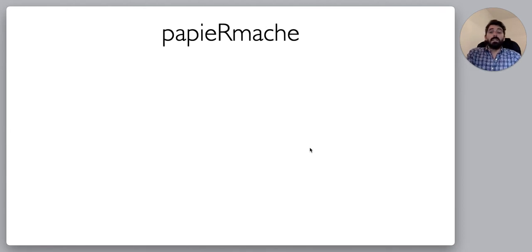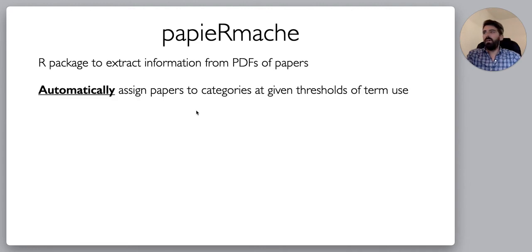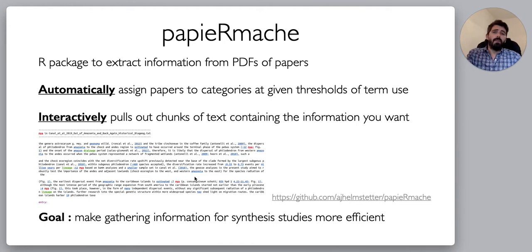To aid in collating the data, we developed a small R package called papier-mâché to help us extract information from papers. Papier-mâché can automatically assign papers to categories based on the frequency of term use. For example, if a paper mentions dioecy 5 times, it's probably about dioecy. It also allows the user to interactively pull out chunks of text based on combinations of keywords, highlighting the relevant information as shown here. The goal of this package is to make gathering information for synthesis studies more efficient, and if you're interested, it can be found here.